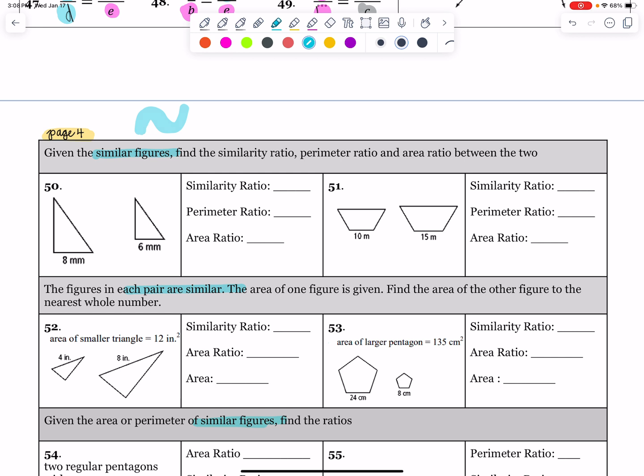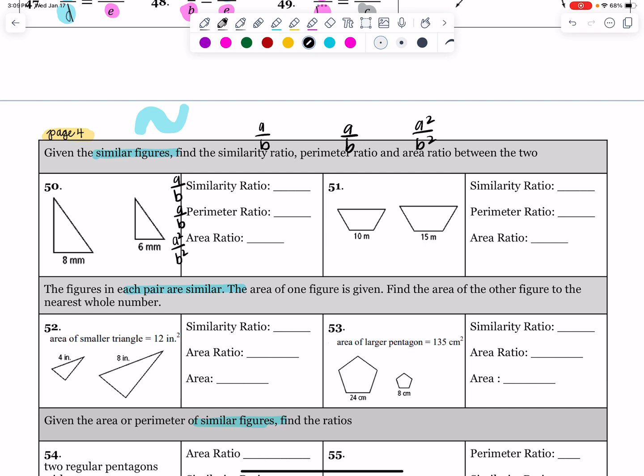So we want to find the similarity ratio. Similarity ratio, remember, is always going to be A over B. We want to find the perimeter ratio, which is going to be the exact same thing, same units, same ratio. But remember that area ratio is always going to be A squared over B squared, which is easy to remember simply because area is always in units squared. So we're going to find the similarity ratio, A over B, perimeter ratio, A over B, and the area ratio, A squared over B squared, between the two figures.